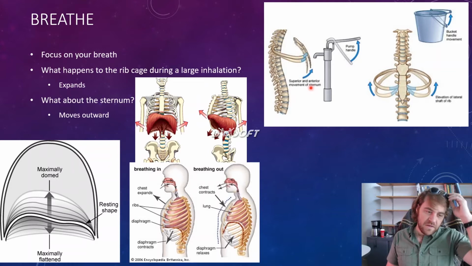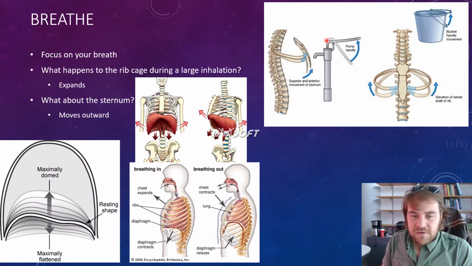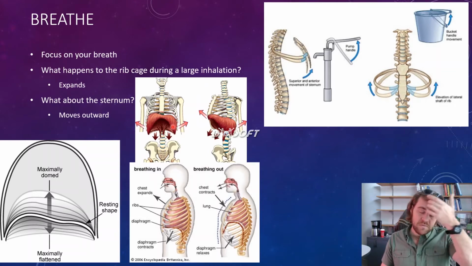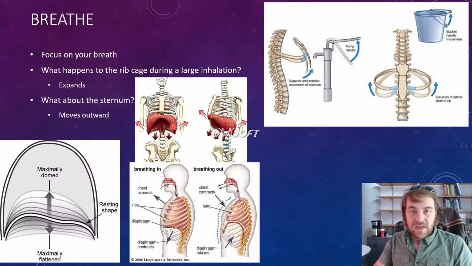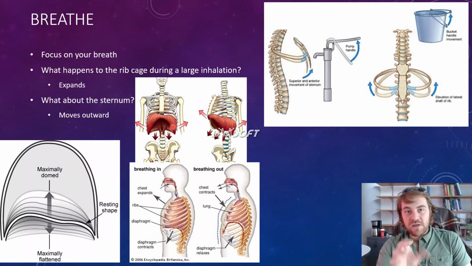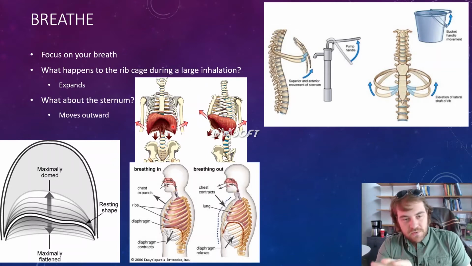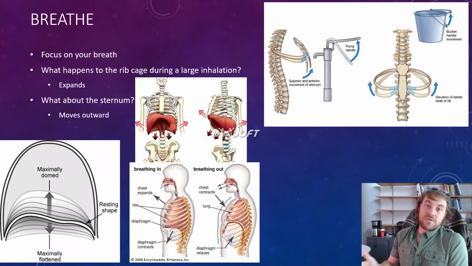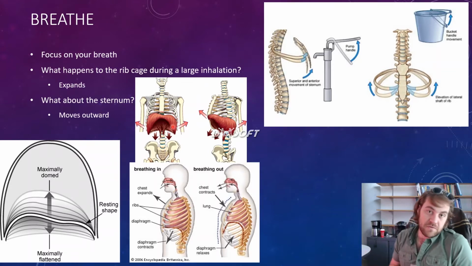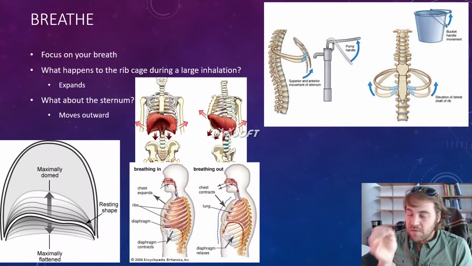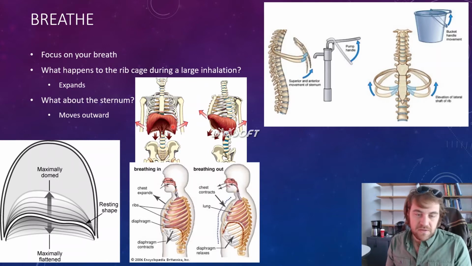Okay, so what we've got here is your diaphragm. This is the main breathing muscle. We'll talk about it more when we talk about muscles, but if you were asked what the muscle involved with breathing is, it's the diaphragm. So remember that for the exam. Of course there are others, and we're going to talk about other muscles involved in breathing, but the most important breathing muscle is the diaphragm.